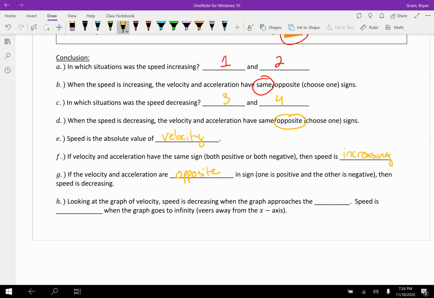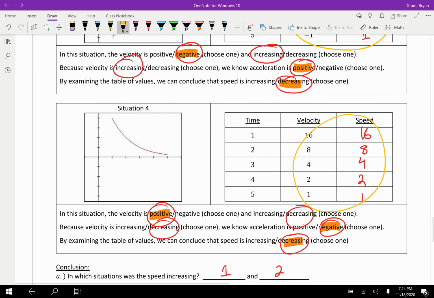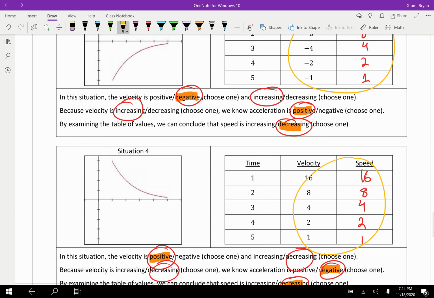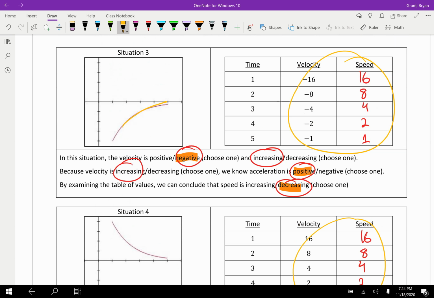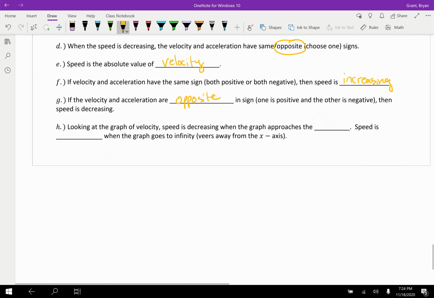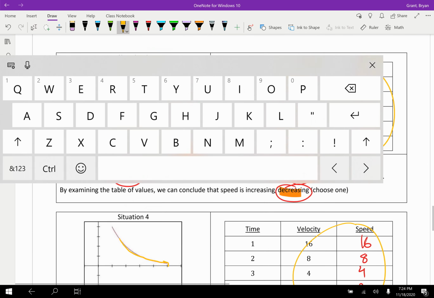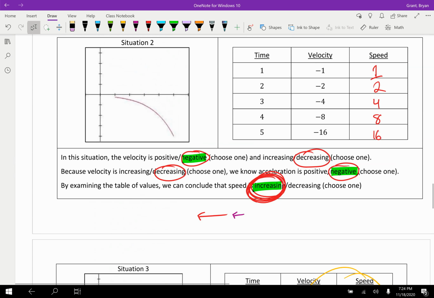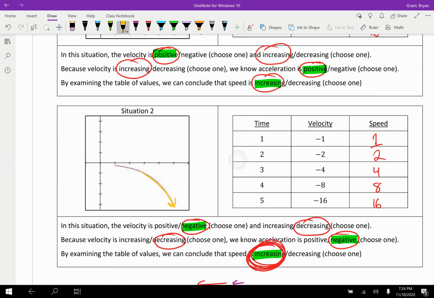Last but not least, looking at the graph of velocity, and this is seldom said, but I think it's a nice way to justify to yourself. Speed is decreasing when the graph does what? Well, these are the two situations where speed's decreasing. And notice as you move to the right, isn't the graph getting closer to the x-axis? And so that's true, that speed decreases as the graph approaches the x-axis. However, on the two situations where speed was increasing, the graph is veering away from the x-axis.